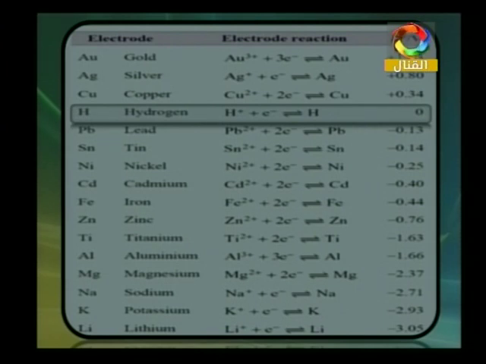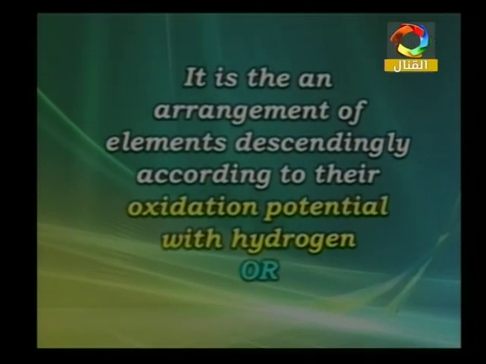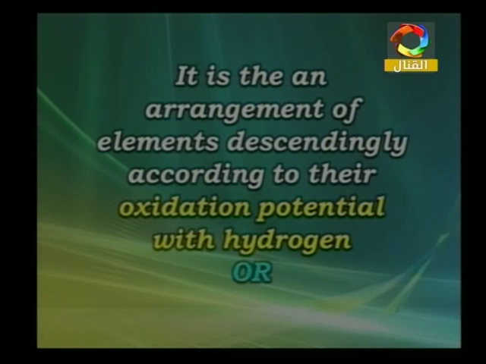After that, it's the arrangement, the definition of electromotive series. It's an arrangement of elements in a descending order, descendingly according to their oxidation potential with hydrogen. Again, the definition of the electromotive series, it's an arrangement of elements descendingly according to their oxidation potential with hydrogen.